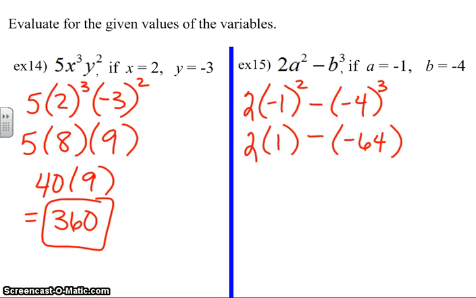Now we need to simplify multiplication. 2 times 1 is 2. It's a good idea to change our double signs here, negative negative, to a plus 64. 2 plus 64 is 66, which is our final answer.